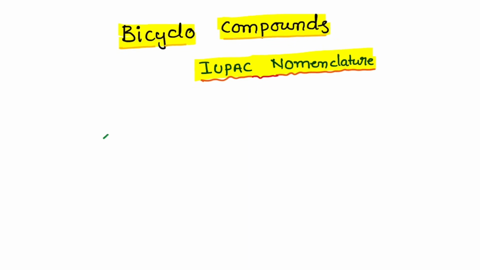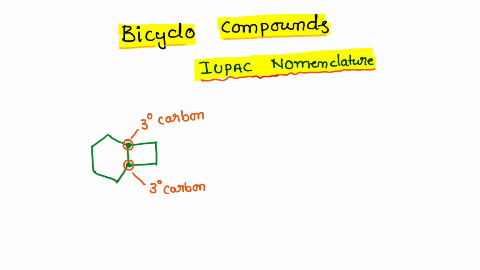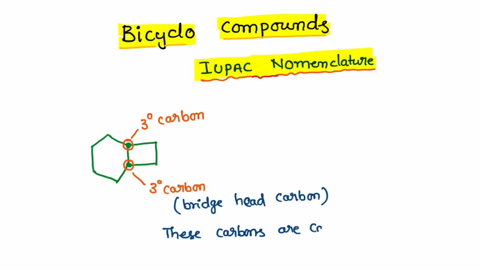In today's class we are going to focus on the IUPAC names of bicyclo compounds. First of all, I want to give you one bicyclo compound. In a bicyclo compound, two cycles are joined together by using two carbons. These two carbons are third degree carbons, as you know very well. These third degree carbons are called bridgehead carbons. These bridgehead carbons are common to the two rings. Don't forget this, right?